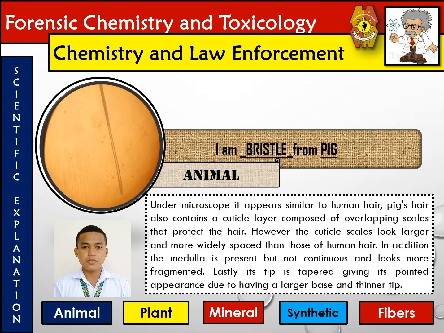Pig hair. Under the microscope, it appears similar to human hair. Pig's hair also contains a cuticle layer composed of overlapping scales that protect the hair. However, the cuticle scales look larger and more widely spaced than those of human hair. In addition, the medulla is present but not continuous and looks more fragmented. Lastly, its tip is tapered, giving its pointed appearance due to having a larger base and thinner tip.